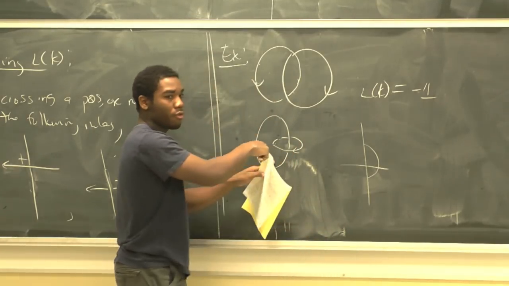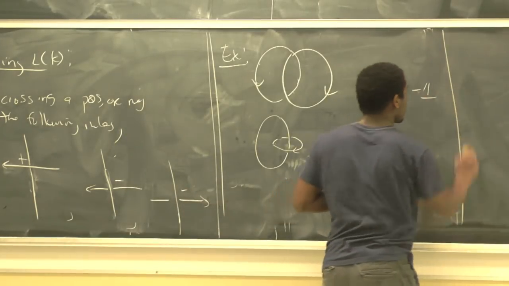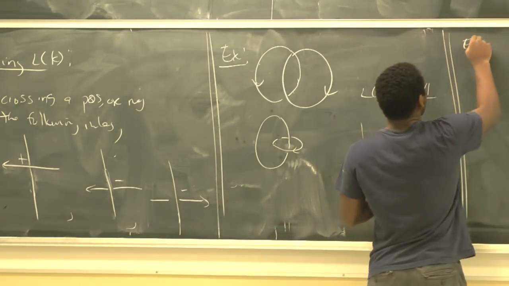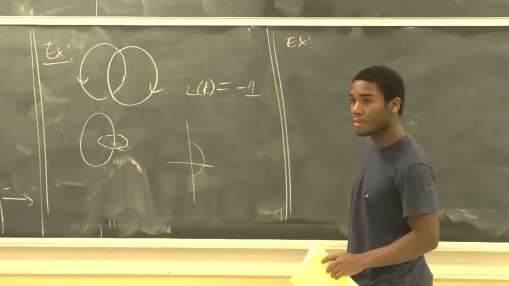So what would happen if I reversed orientation? Positive 1. Positive, that's it. Okay, but wait, you said before that we do it for each crossing. It looks like there's two crossings.